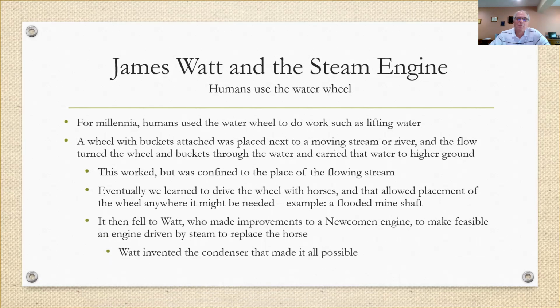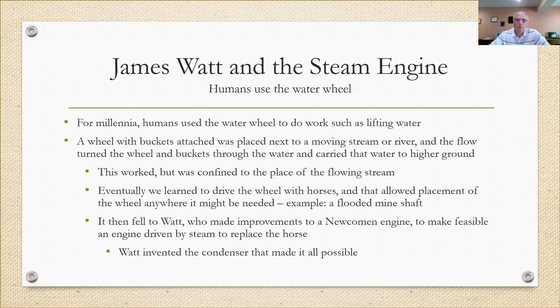And this is where Watt comes into play. It fell then to Watt, who made improvements to an engine called the Newcomen engine, which used steam to do work, to make it feasible enough to drive that water wheel to replace the horse. We just use it with steam. He invented what's called a condenser to make that thing work efficiently.